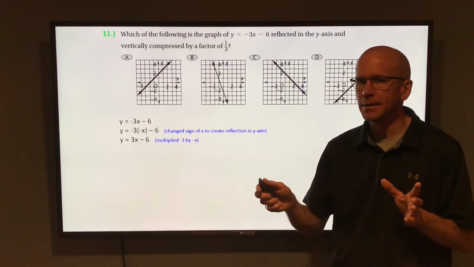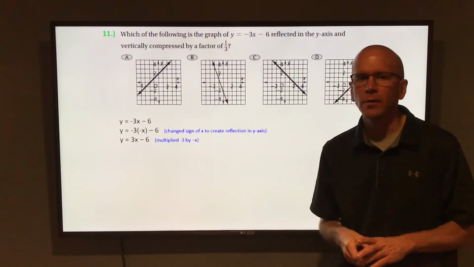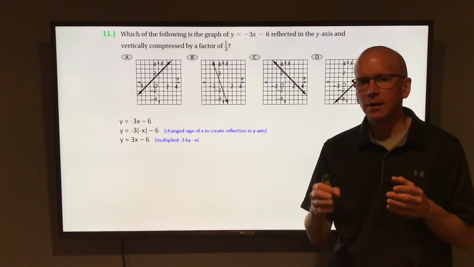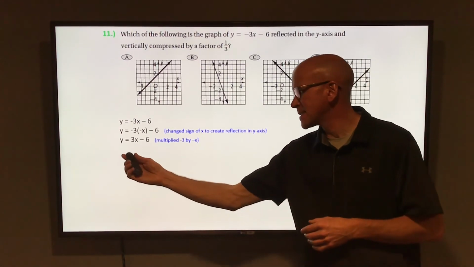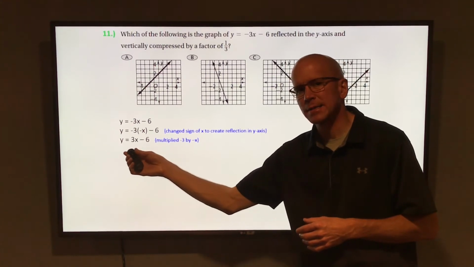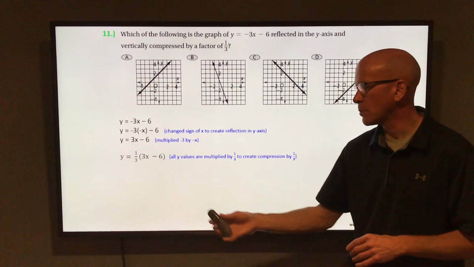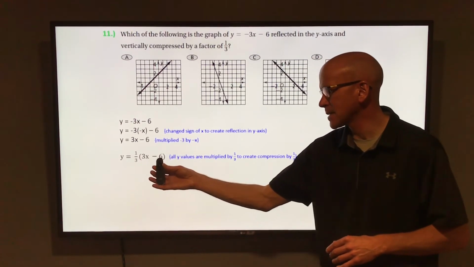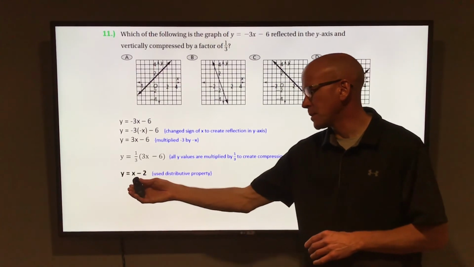But we're not done yet. We still have to compress this by a factor of 1/3. Remember, to make a compression, you multiply the y value by a number between 0 and 1. So we're going to multiply the y value, that's this whole right side, the 3x and the negative 6 together. We're going to multiply that by 1/3. So we're multiplying the entire right side by 1/3, or 3x minus 6 times 1/3, distributive property there. It's y equals x minus 2.